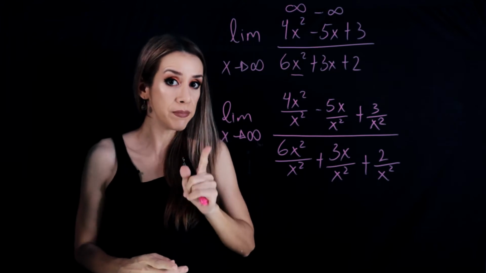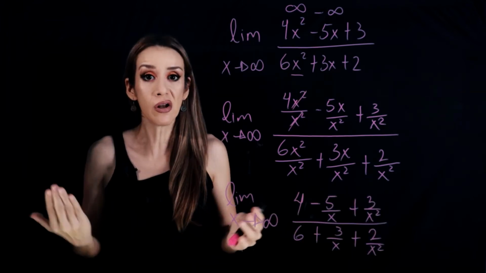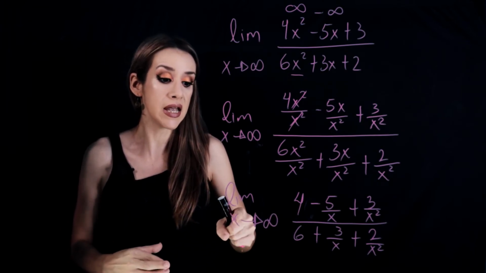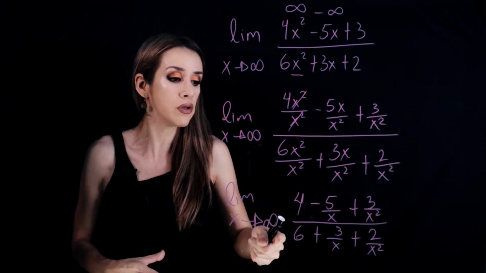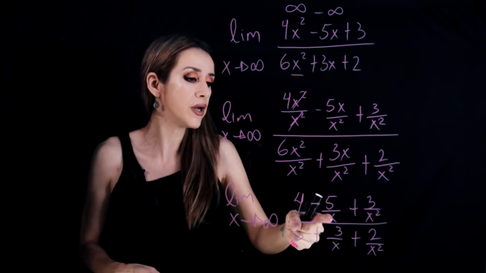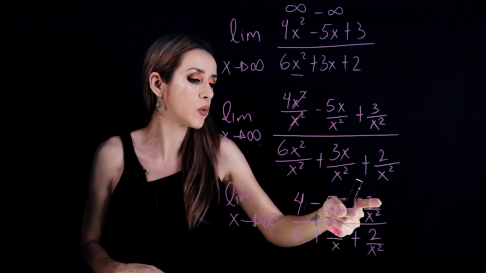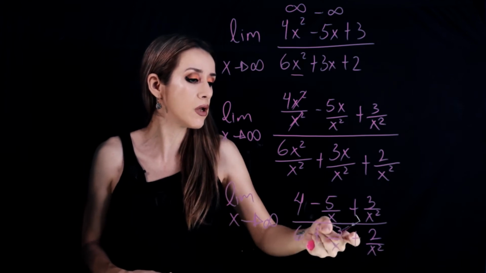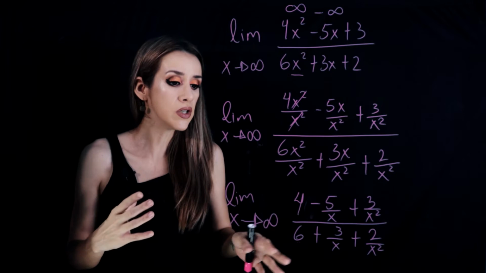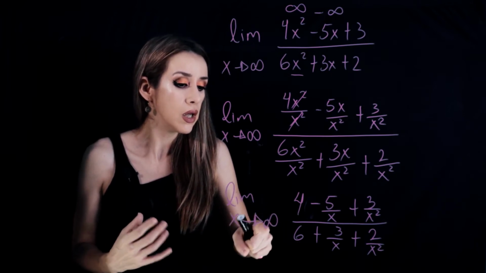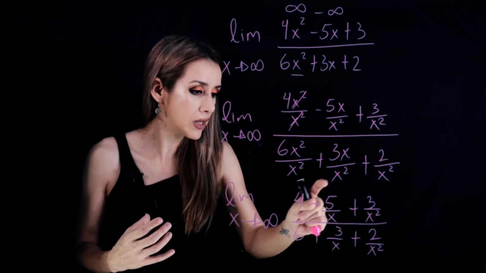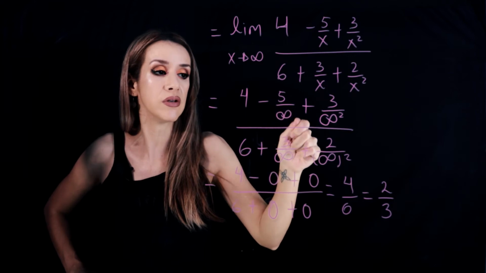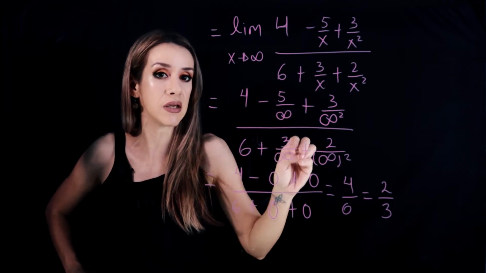Now I'm going to simplify my function. Well, after all this algebraic treatment, I'm going to determine the limit as x approaches infinity of the function for minus 5 over x plus 3 over x squared, all this divided by 6 plus 3 over x plus 2 over x squared. To continue with this process, I'm going to substitute infinity each time that I have an x in this function. So in this part of the process, I just substitute infinity every time that I found an x in my function.